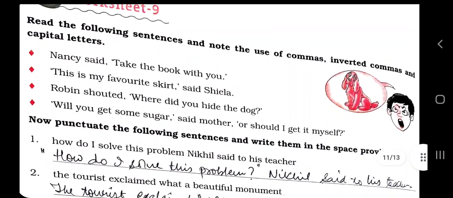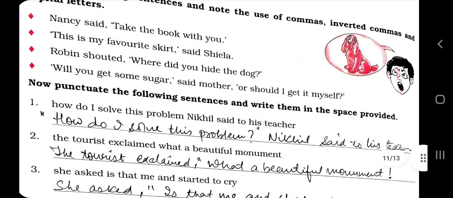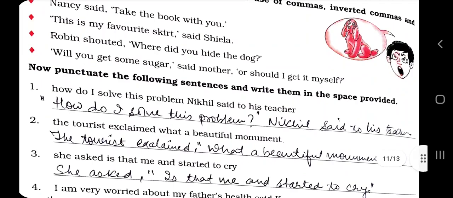Nancy said, "Take the book with you." "This is my favorite skirt," said Sheila. Robin shouted, "Where did you hide the dog?" "Will you get some sugar," said mother, "or should I get it?" Now see here, this is a fragment.